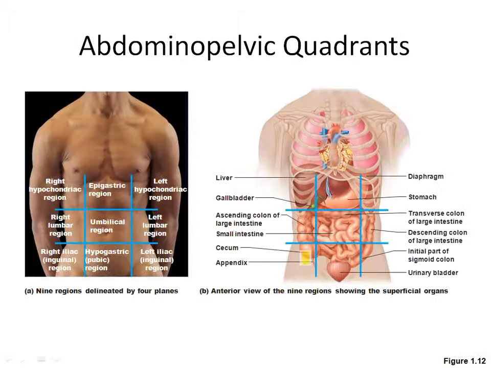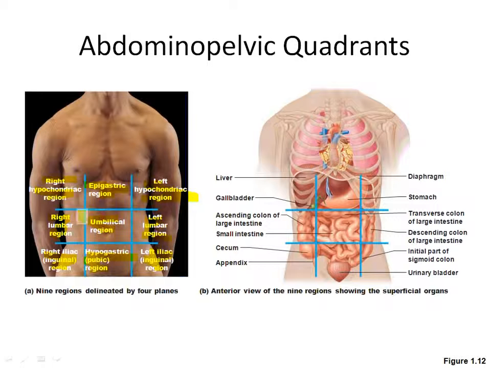Since there are so many things within the abdominal cavity, we separate the abdominal and pelvic cavities into what we call the abdominopelvic quadrants, shown here. You need to become familiar with the names of the different quadrants. That's what I'm highlighting now for you. Couple tips to help you. You start in the center near the belly button. That's your umbilical region. Above the umbilical region is the epigastric. Below the umbilical is the hypogastric.